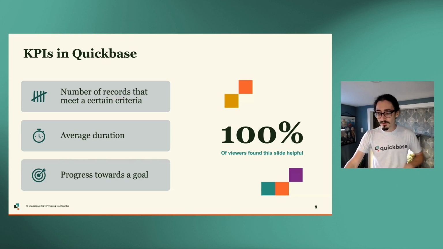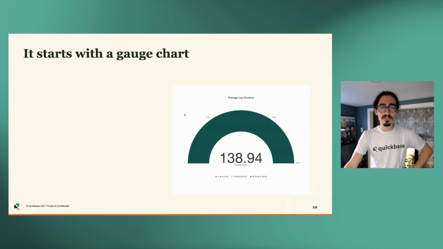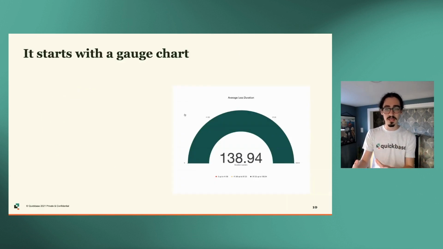So now that we have a baseline of what KPI widgets are, how you can use them in your applications, how you're probably already using them in your applications, let's look at how we're adding them now to our dashboard. This isn't a new concept, really just restyling an old friend here. This is our gauge chart here. This is where it all starts.